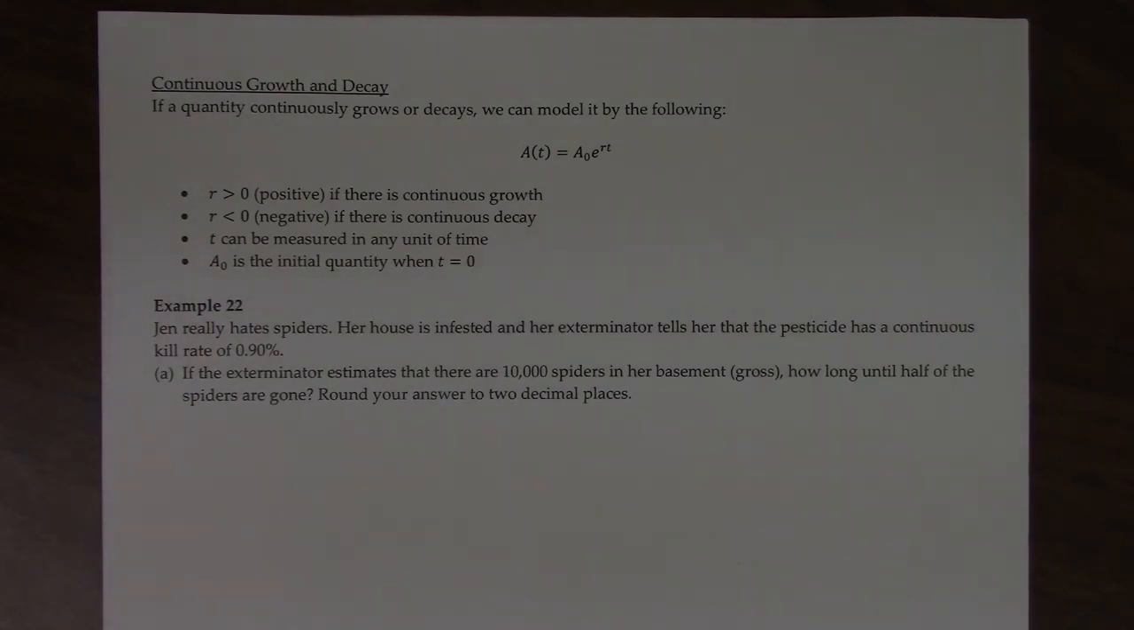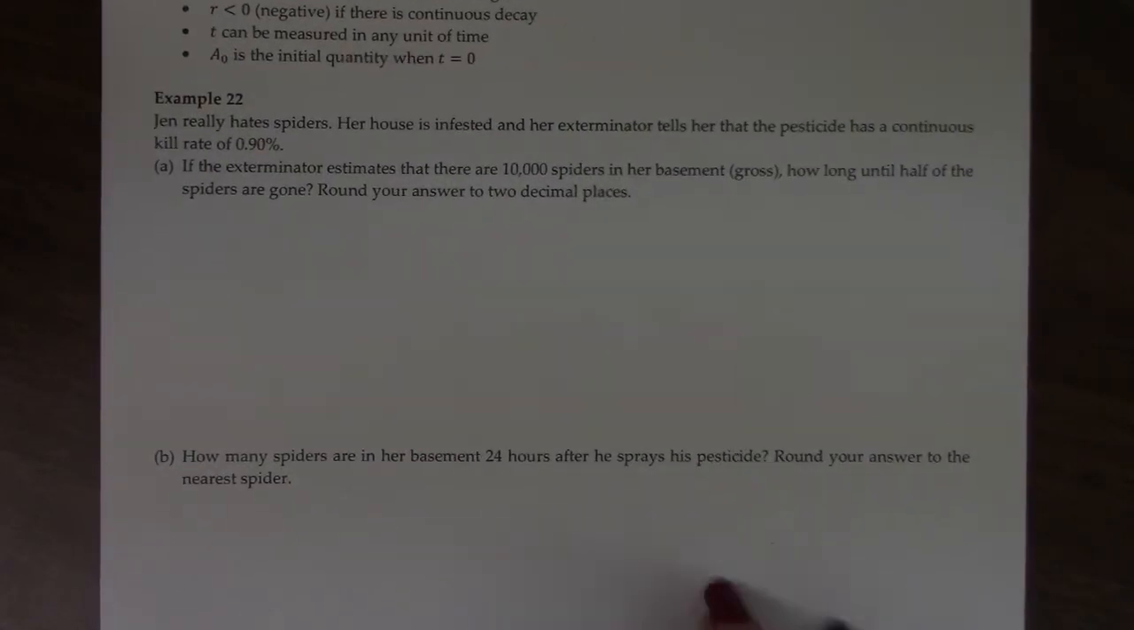So the rate is positive when you're growing. The rate is negative if you're decaying. A naught is the initial quantity at time 0, and T can be any unit of time. So let's look at how to do a problem like this.